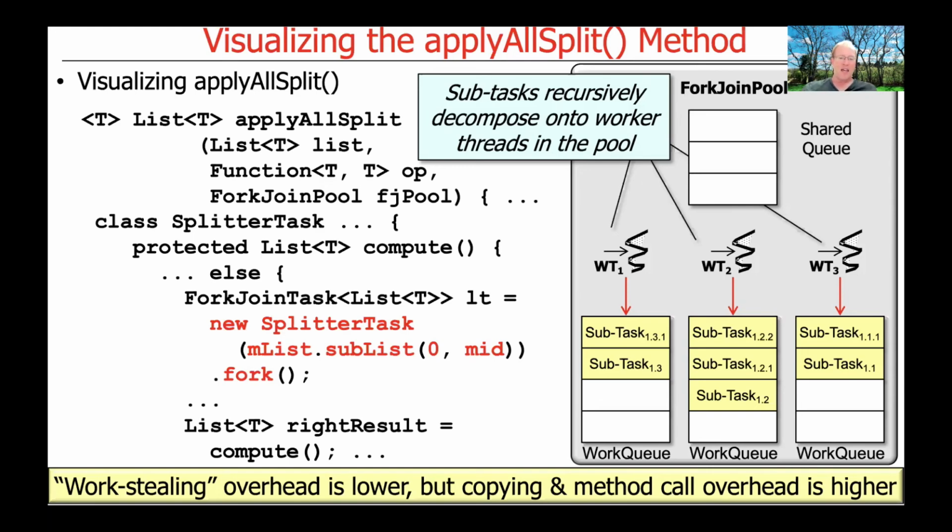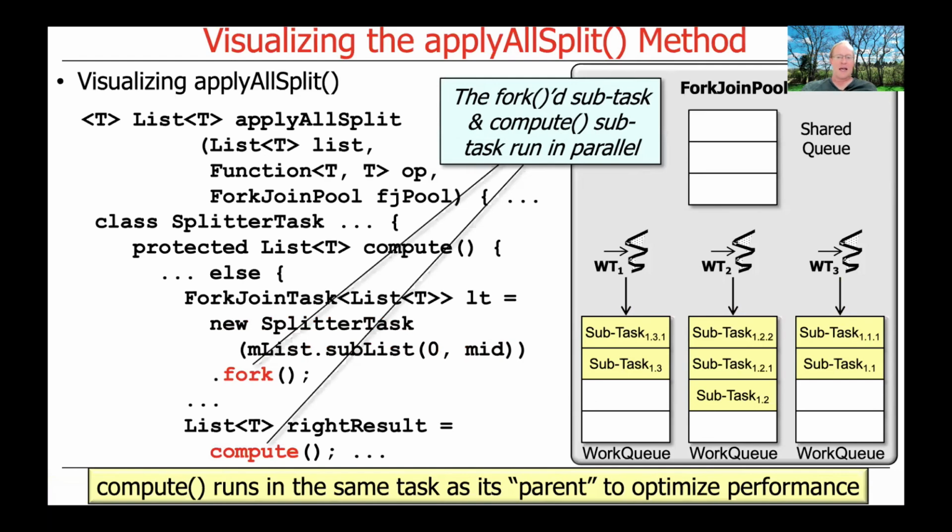However, copying overhead, because we have to copy these elements and put them back in lists, and method call overhead, because we're doing all these recursive calls, is higher. So it really comes down to what's more expensive, copying and method calls versus work stealing. And we'll actually be able to answer that question shortly. Note how the forked subtask and compute subtasks will, on a multi-core processor, run in parallel. And also note again how the compute call here runs in the same task as the parent in order to optimize the performance of the system.